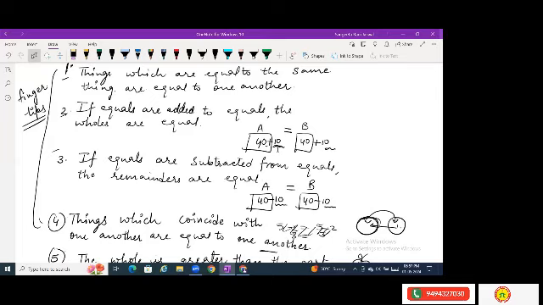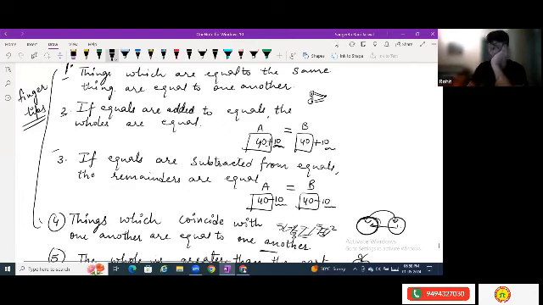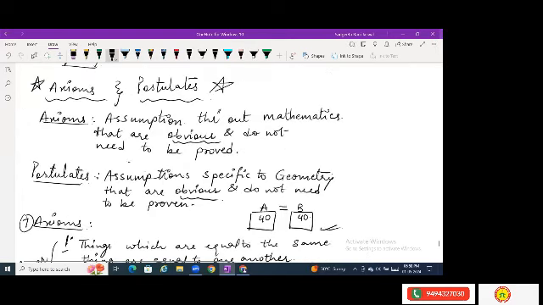Then I know that the whole is always greater than its part. We all know that. A whole thing is always greater than its smaller part. And things which are equal to the same thing are equal to one another. If two things are equal to a third thing, that means they both are equal to each other also. Yes, ma'am.